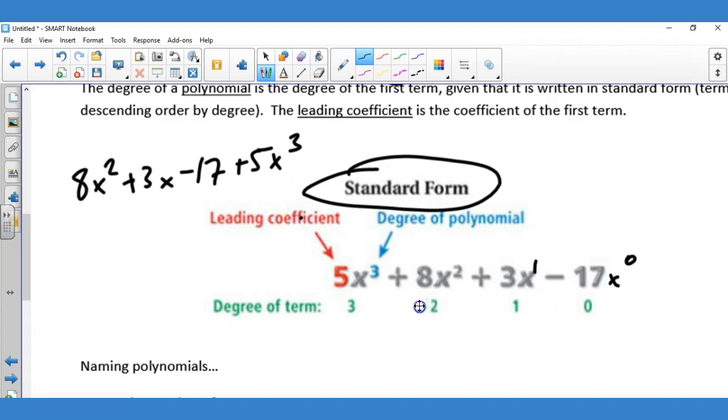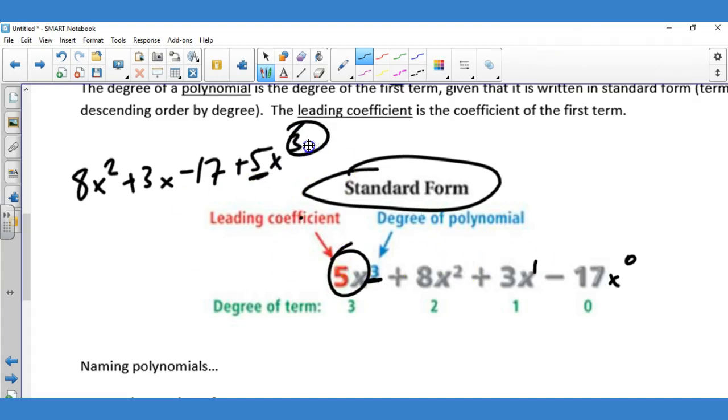The leading coefficient: once you establish, you can put it in standard form, once you establish this is the degree, this is your leading coefficient. If you looked up here, you could very well pull out the leading coefficient as well, even though it's written out of order. You would just ask, where is the highest degree? Right here, 3. Well, this is the leading coefficient. Here's the degree. The degree of this polynomial is 3.